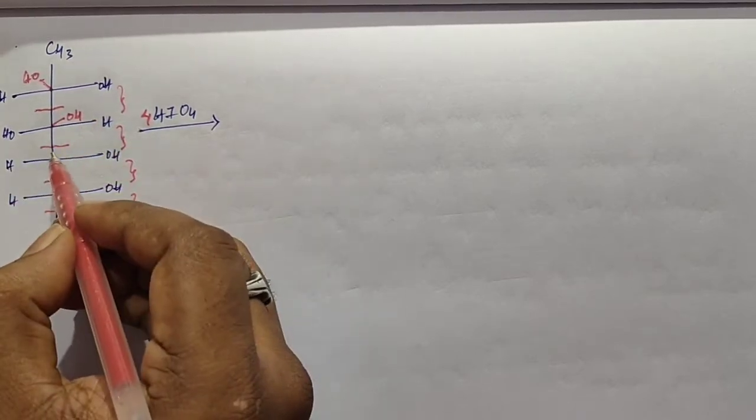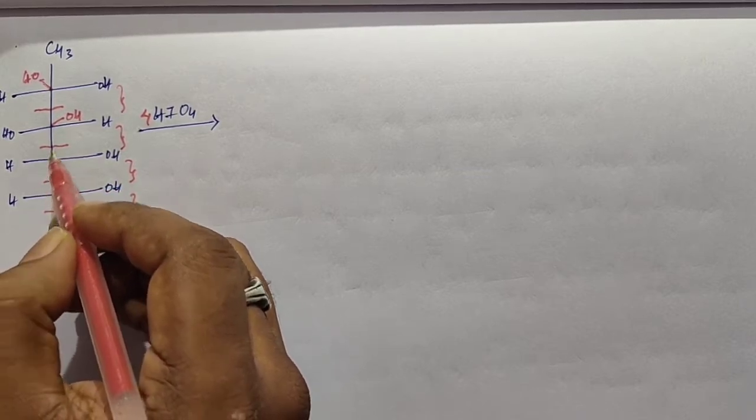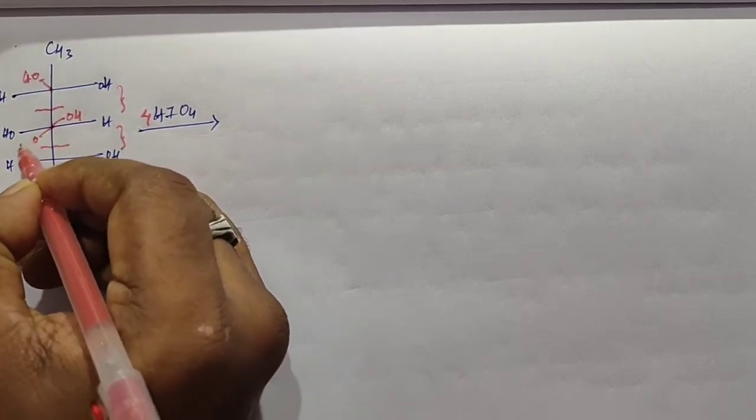After that, when you break down this bond, this carbon loses one valency and this carbon also loses one valency. We need to add the OH group.